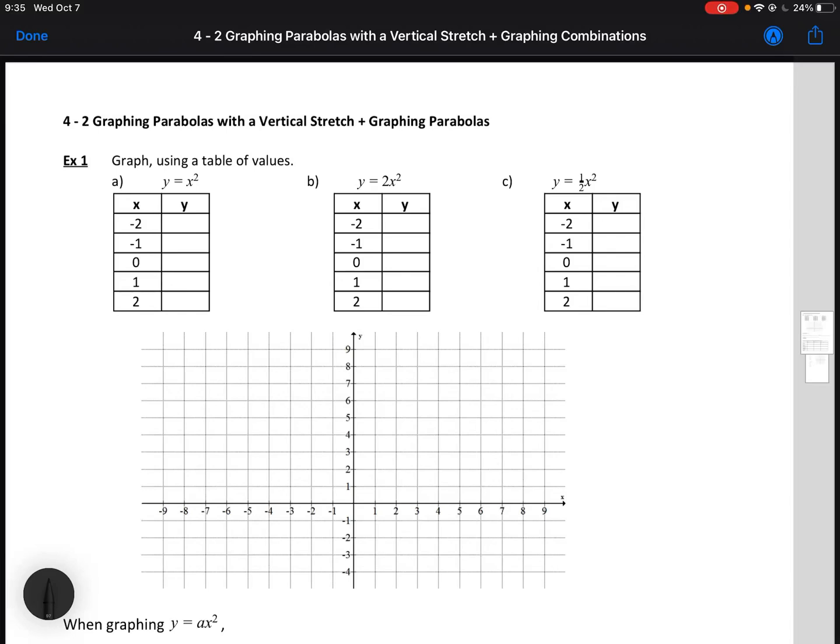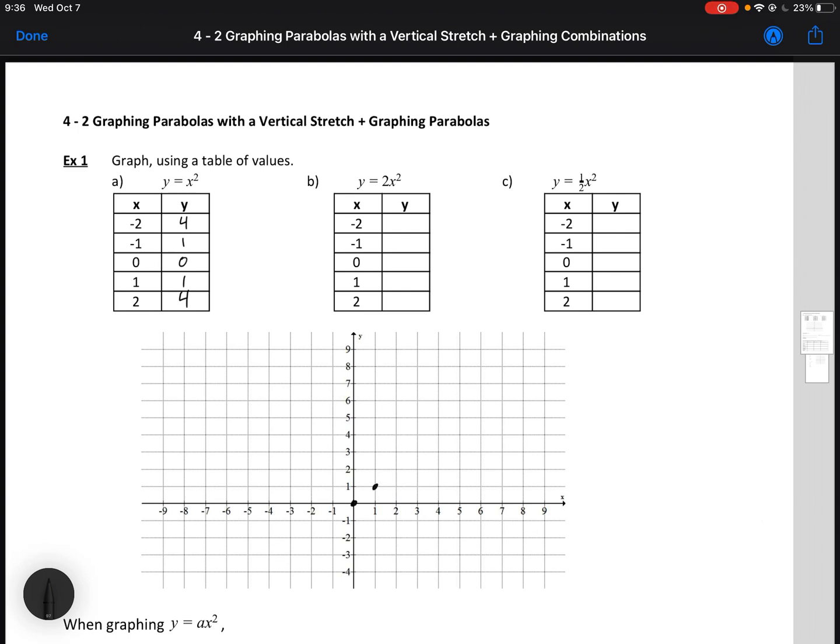This video goes over how to graph parabolas with a vertical stretch and how to graph parabolas with a combination of transformations. So the first one, we're going to start off the same way that we did the horizontal and vertical shifts by graphing some parabolas with a table of values. So the first one here is our parent function or our base function, our regular parabola. We've got 4, 1, 0, 1, 4.